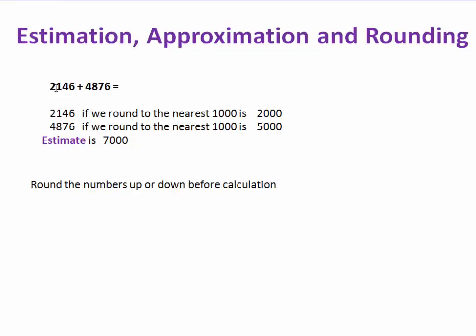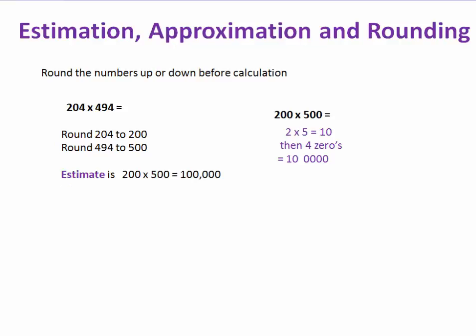Here we've got to add 2146 and 4876. So this is 2146. So to the nearest thousand, that's 2000. This is 4876. So to the nearest thousand, that's 5000. 5000 plus 2000, we estimate to be 7000. When we did this calculation, we rounded the numbers up or down before we did the calculation. So let's try it with multiplication.